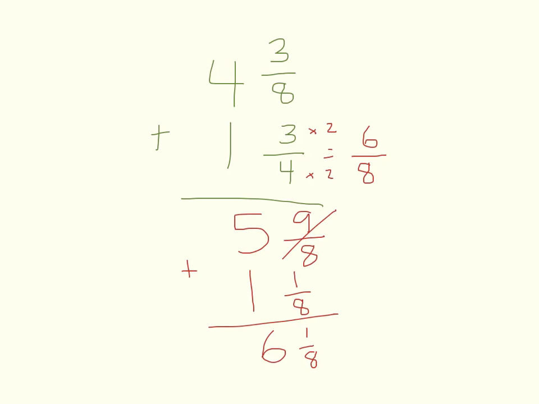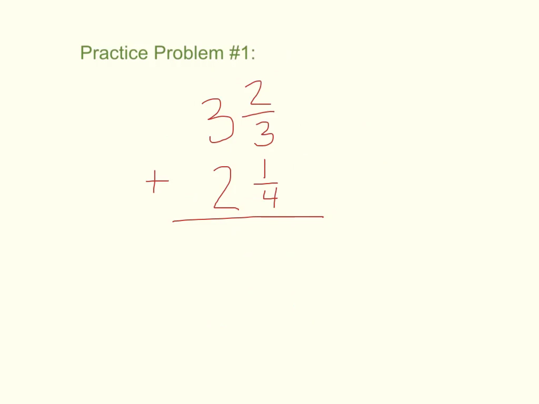Now I know this lesson has moved kind of quick, but we are going to be moving into our practice problems. Practice problem number 1. This one is a little tricky because you will have to find a number that both 3 and 4 go into to make your denominators equal. Go ahead and pause and give this problem a shot.